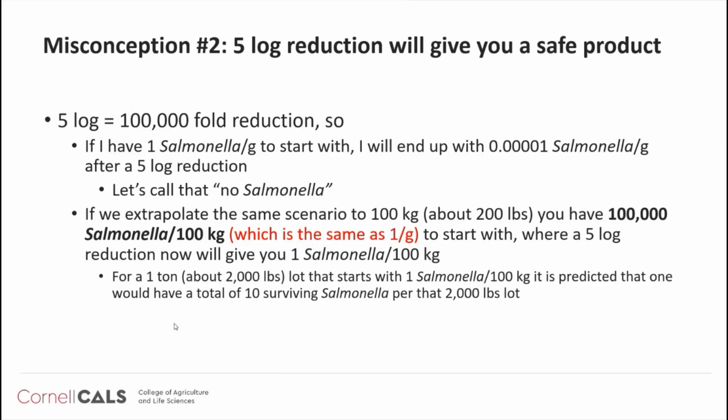So 5 log will not give us sufficient reduction, particularly if our raw material might have reasonably high levels, and 1 salmonella per gram is actually pretty high. Okay. Most tests, where we test 1,500 grams or so in our field, for example, would give us reasonable assurance that we have levels much lower than that.